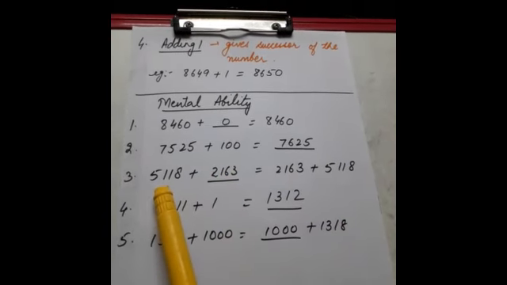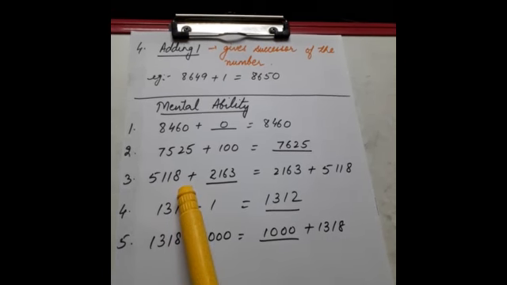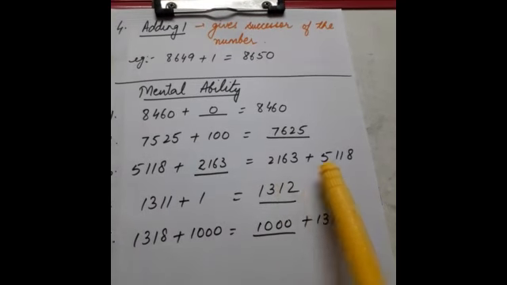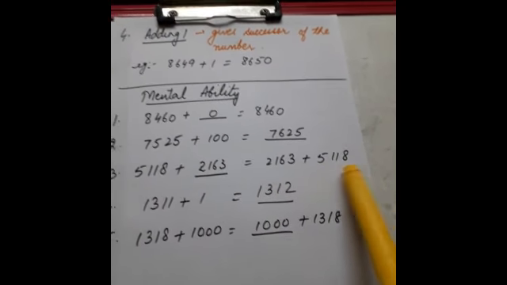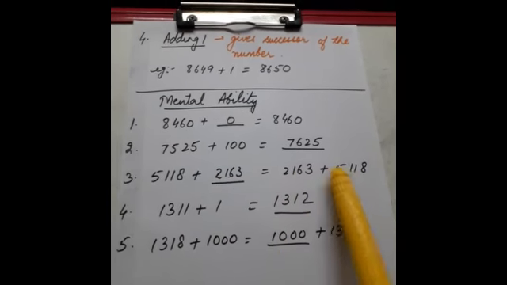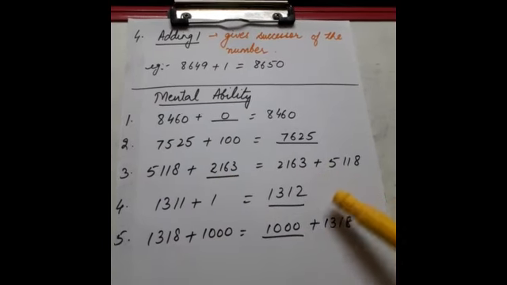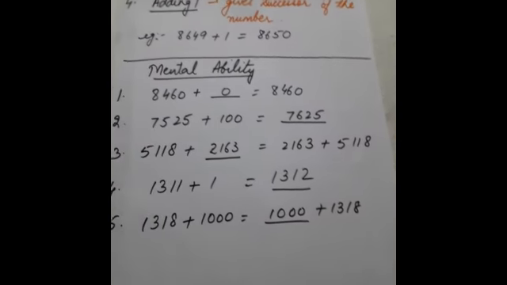Moving to next, 5118 plus dash is equal to 2163 plus 5118. Which property is this, where the order is changing? Order property. Similarly, you need to name the properties here. Thank you.